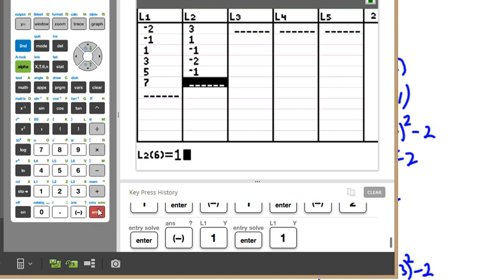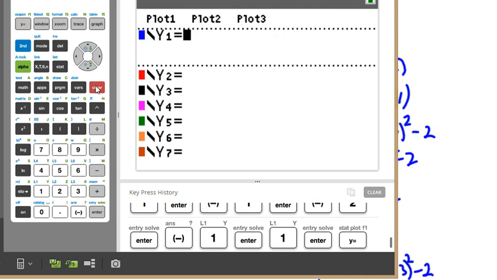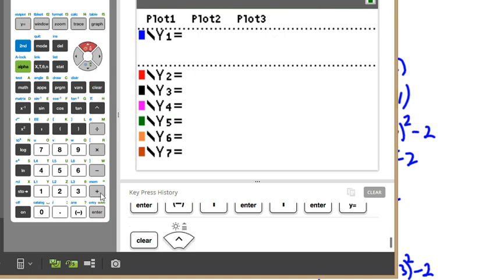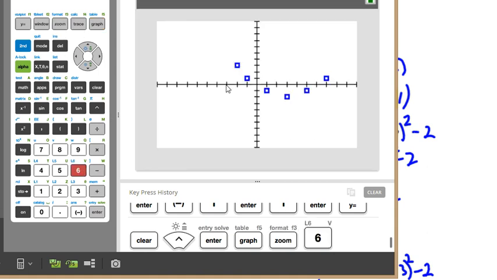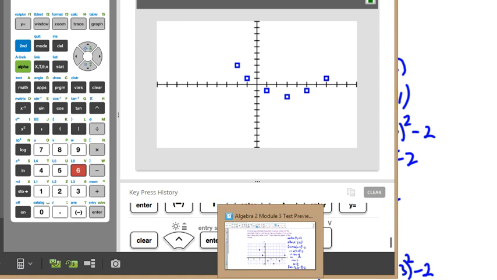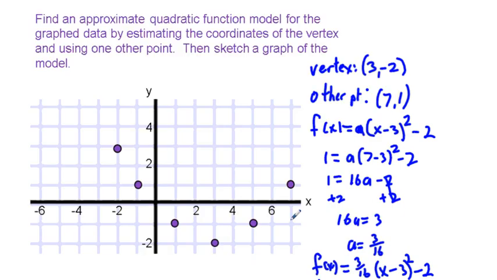So we've entered everything. If we go to y equals, make sure our plot is turned on. We have that. We press graph. This is what the thing looks like. We can't see it. If I go to the standard zoom 6, that's what the thing is going to look like. And we figured out the equation was, make sure we remember it here, 3/16 quantity x minus 3 squared minus 2. So let's do that.